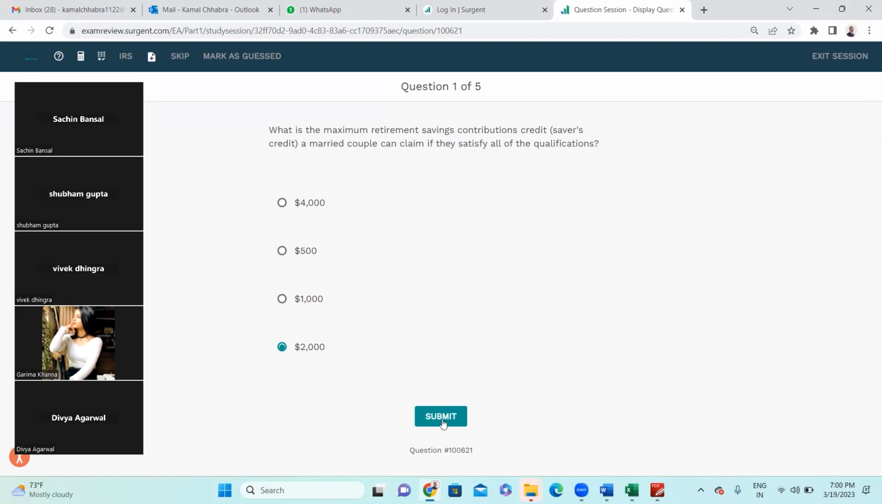4,000. Why? Because the 2000 was for an individual's saving, 2000 for an individual? Garima, Divya, what's your view? Sir, 2000. 2000 total or 2000 per person? Total. Okay, so what about you, Garima? So the fourth option. Why the fourth option?